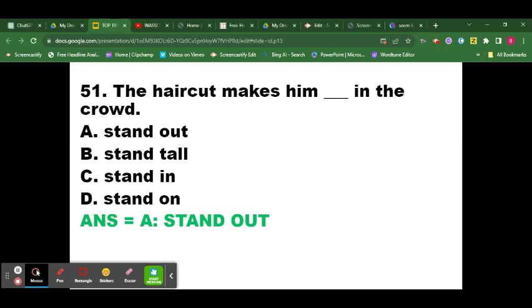So don't forget that a phrasal verb is a group of words made up of a verb and either a preposition or an adverbial particle, if you like. So stand is a verb and out here is an adverbial particle. So that is a phrasal verb, and every phrasal verb represents a given verb, a word. So stand out here means to be easily noticeable. Okay, the haircut makes him noticeable in the crowd. And here it is used to describe how the man looks, how noticeable he is in the crowd.